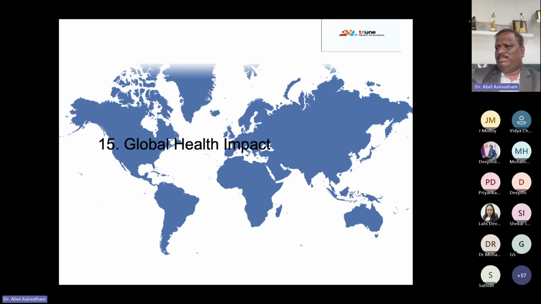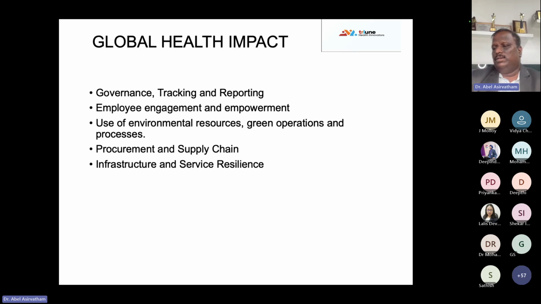And coming to the last chapter, global health impact, which is not scorable, but which is still part of the survey because it's been included till 2026. It will not be scored.